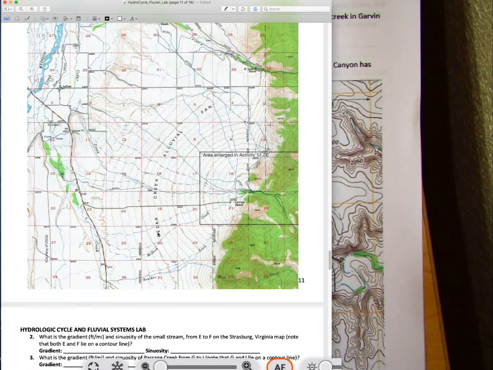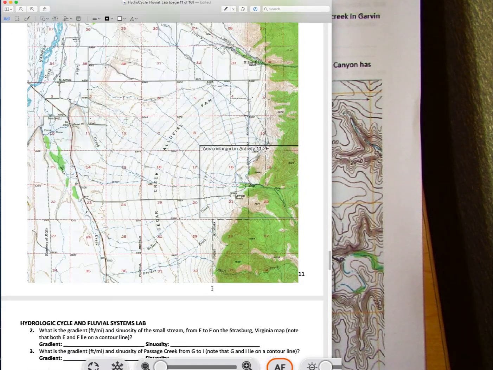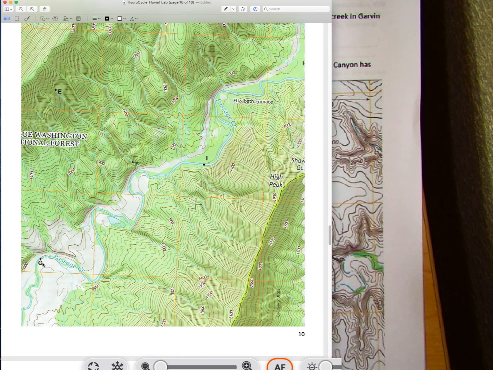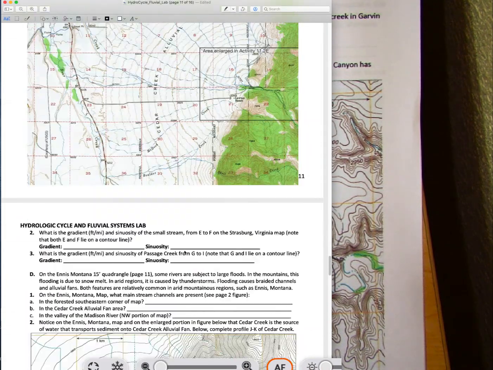And then on this one, they're also asking us to figure out the gradient for the stream from E to F. So that's this little stream up here, E to F. So it's a pretty straight stream. And also for Passage Creek from G to I here. And so again, you'll use a string here. You'll use the scale there. Here's the scale here in miles. And here the contour interval is 20 feet. So work on that one and get the gradients and the sinuosities for both of those streams.